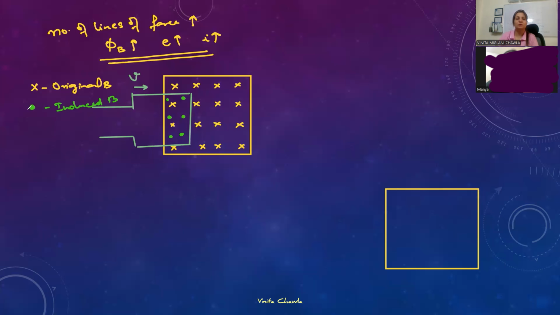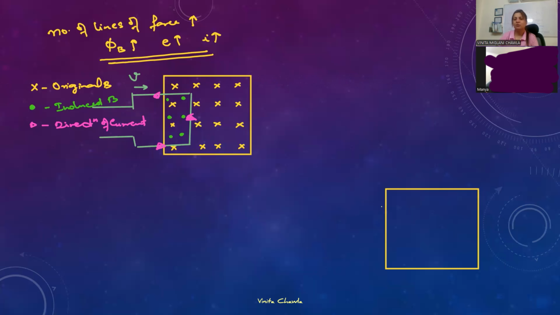So if this coil is closed, then how will the current flow? Like this. So this is anti-clockwise motion. This is the direction of current. The magnetic field is out of the page, and this is the direction of induced current. I hope this is clear.